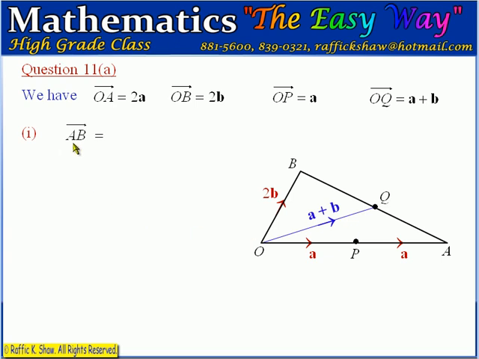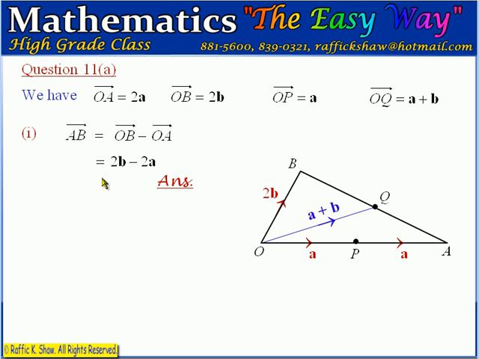The first thing we're required to find is the vector AB. The vector AB is a displacement vector, and it can be expressed as the difference of these 2 position vectors, O times the last minus O times the first. In the displacement vector AB, B is the last and A is the first, so AB is given by OB minus OA. We can substitute the values for OB and OA. The vector AB is 2b minus 2a, and that's the answer for that part.